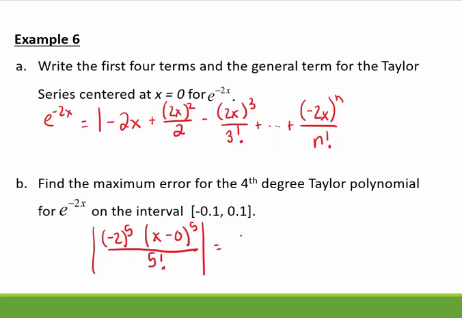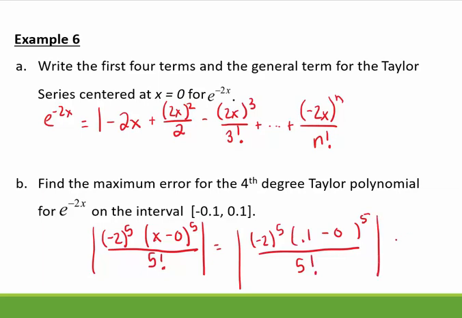So now what I'm trying to do is find the maximum error. So I have in here negative 2 to the 5th. Now basically what's the range? The center is 0, but I'm going to negative 0.1 and 0.1. So 0.1 minus 0 to the 5th over 5 factorial. When you put that in your calculator and take the absolute value, you get 2.667 times 10 to the negative 6th.